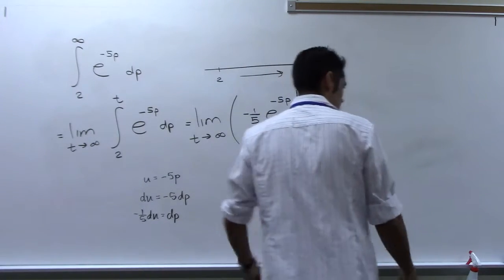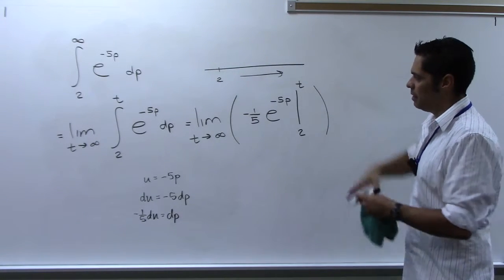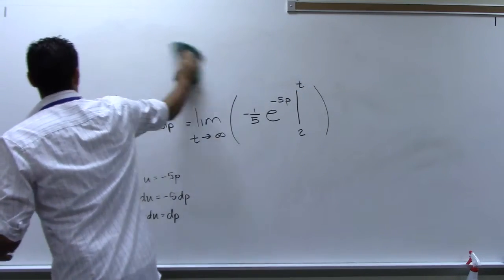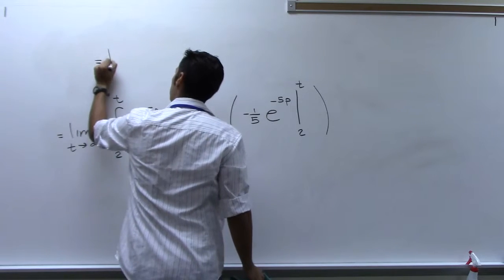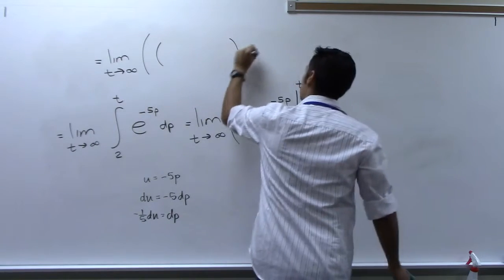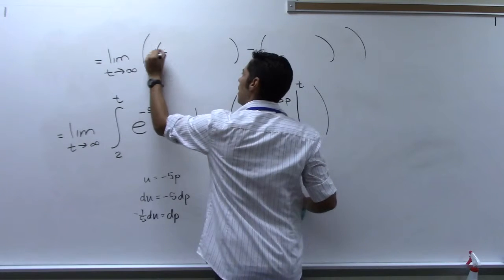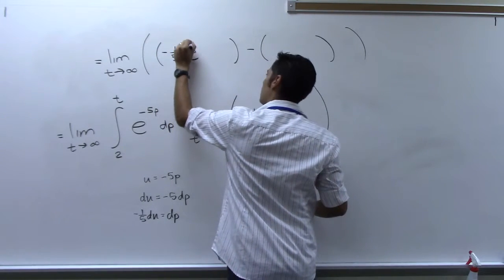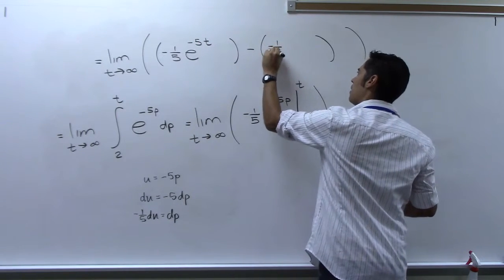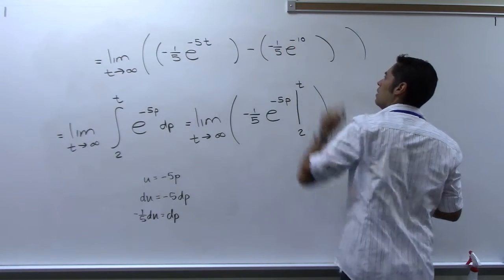And now all I have to do is plug in the two endpoints of the interval, which are t and 2, and subtract those two. So I'll do that up here, remembering that I have a limit sitting out in front of everything. Limit t goes to infinity of, I'm going to have two things being subtracted. So first I plug t in for p, so I get negative 1/5 e to the negative 5t, and then I plug in 2, I get negative 1/5 e to the negative, let's see, 2 times 5, so negative 10.